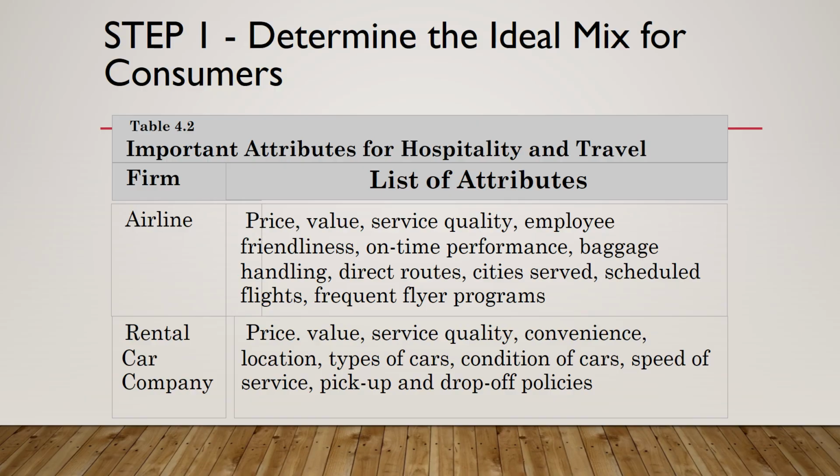As noted in the previous slide, the attributes that are important for each segment of the travel and tourism industry will vary. For example, in the airline industry, of course, having direct routes or routes that are attractive to individuals or where they want to travel, how their baggage is handled, and frequent flyer programs are going to be critically important. So while price, value, and service quality tend to be true across the board in the entire travel and tourism industry, each segment has its own attributes that are particularly important.